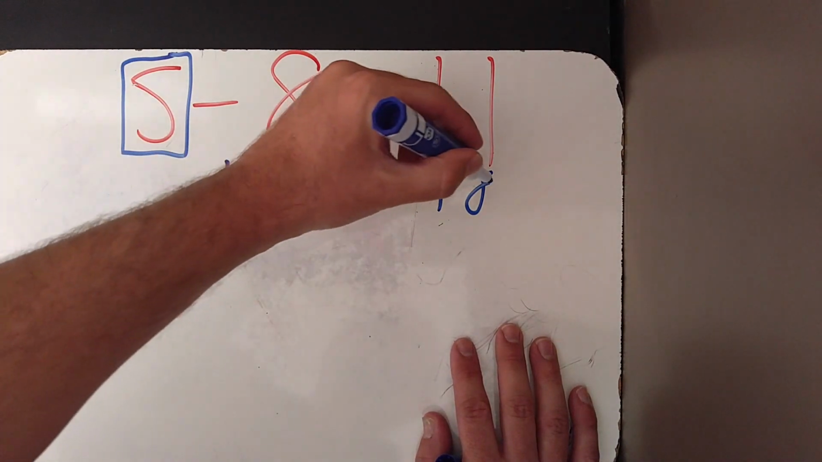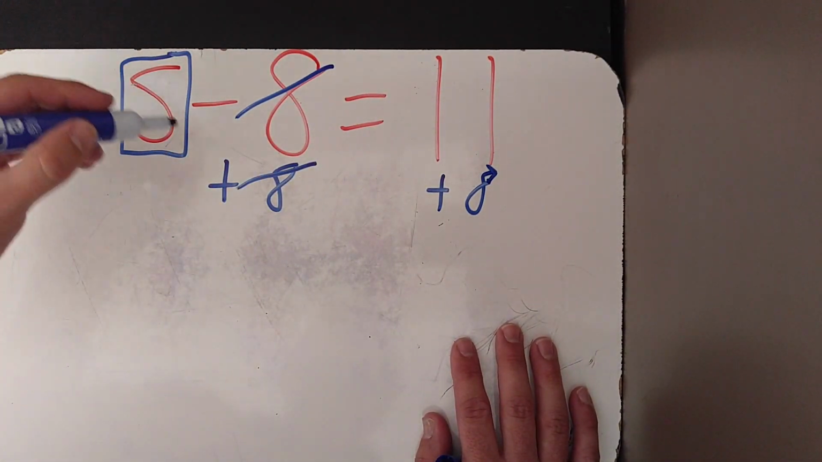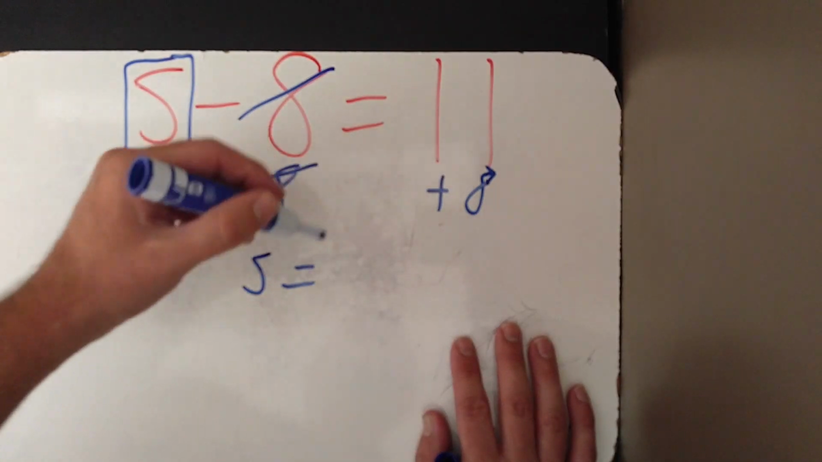plus 8 on that side. These two would cancel out, left with just s, and then 11 plus 8, which is 19.